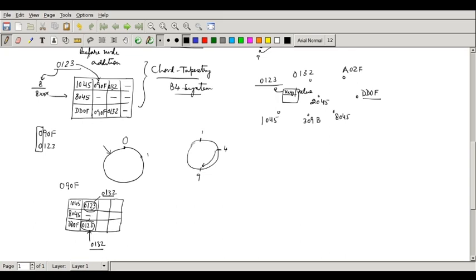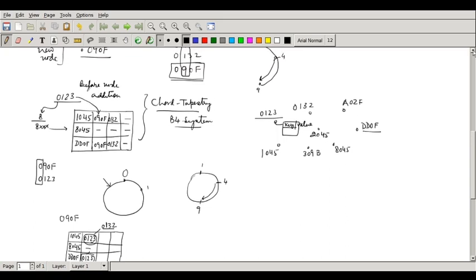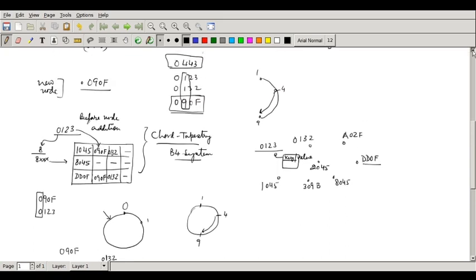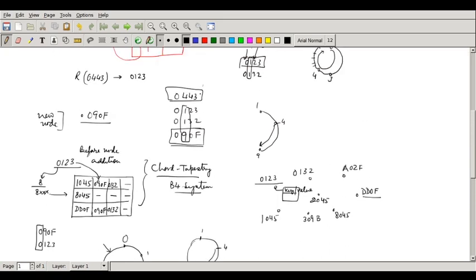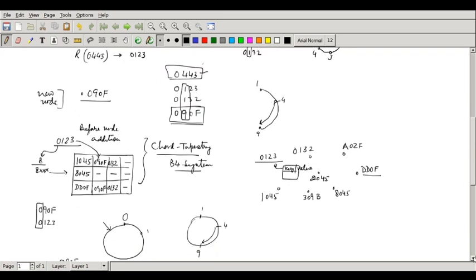So when 090F is going to search for the best possible node for 0443, which we are searching for, let's look at above. That's what we are looking for. We are looking for this 0443. So 0443 now.